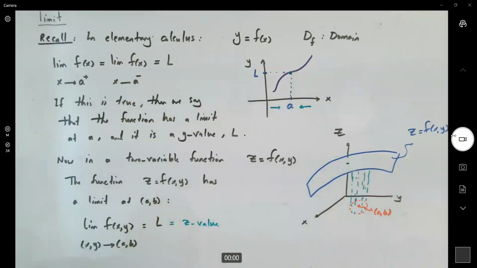If the limit doesn't exist, it means that there are holes here, or the function doesn't approach a value that you're looking for, or there is a gap, there is something in between that doesn't let the function approach that z value.